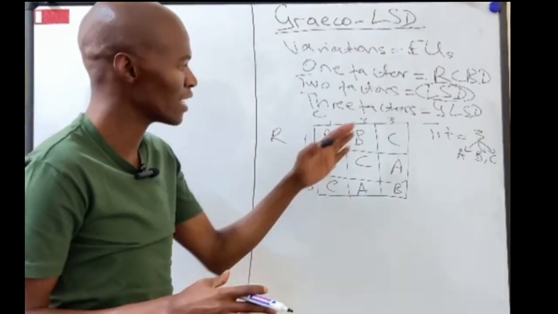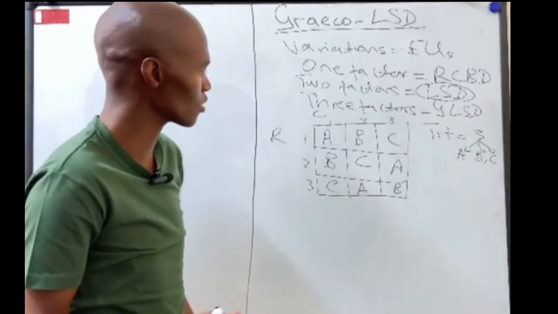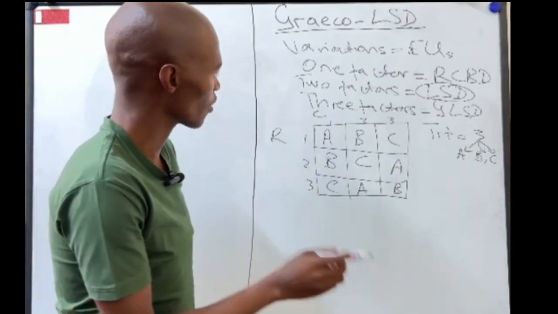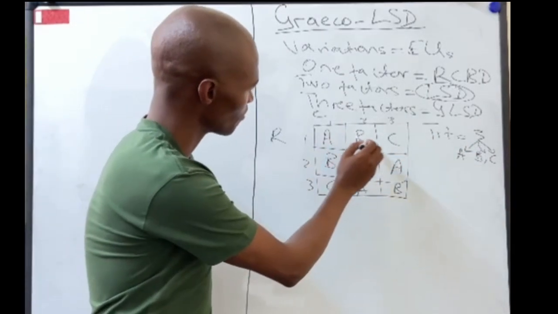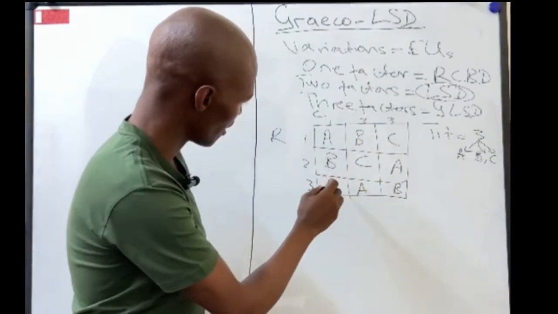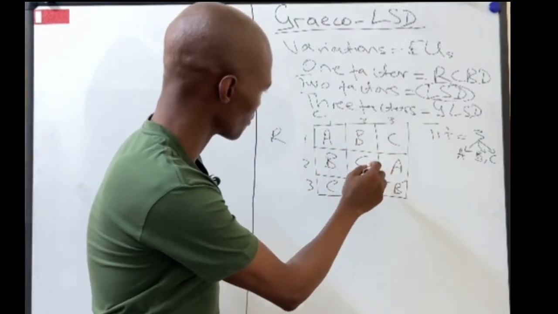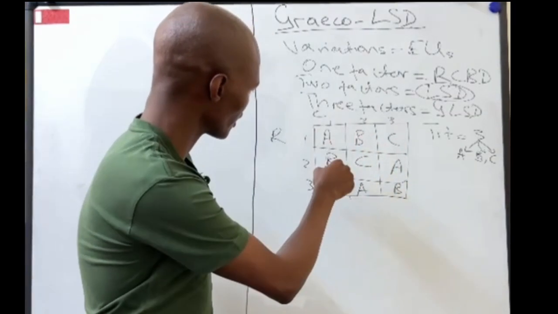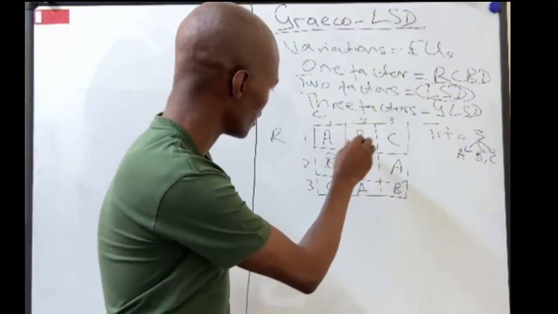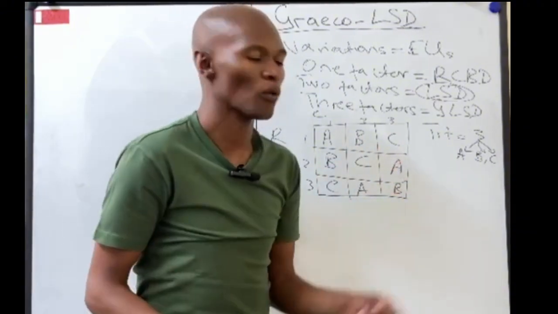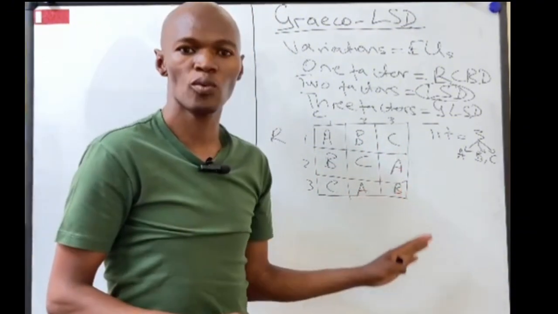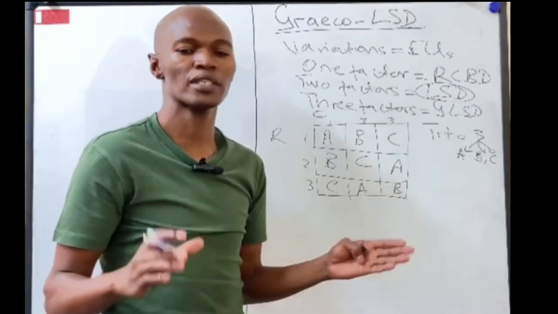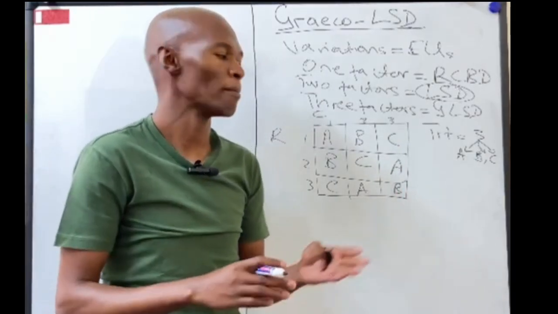We have to make sure that each treatment appears once in a row and once in a column. Let's check here. We have A, B, C, appearing once each. We have B, C, A, appearing once. And when you look at a column, it's also appearing once. Now, once you look at this, you may recall that that is what we did under the Latin square design.